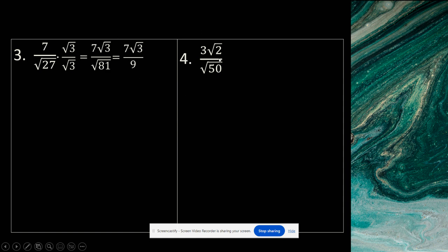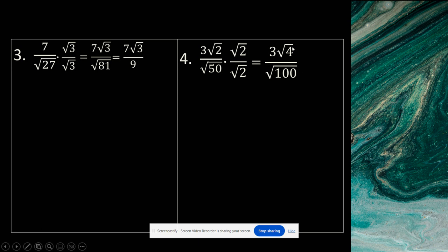Okay, for number 4, I have 3 root 2 over the square root of 50. Okay, square root of 50 here. This one might be a little easy to think about. Well, we're going to multiply by, I would think, root 2 over root 2, because 50 times 2 is 100. And we all know that 100 is a perfect square. So I have 3 root 2 times root 2, and I'm going to end up with 3 root 4 in the numerator all over 100.